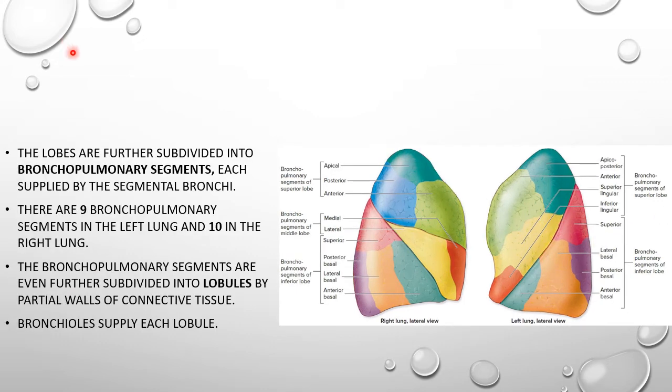So the lobes are further subdivided into bronchopulmonary segments, and each is supplied by the segmental bronchi. So there are 9 bronchopulmonary segments in the left and 10 in the right lung. These bronchopulmonary segments are even further subdivided into smaller segments. You now call them your lobules, separated by connective tissue. Okay, and the bronchioles supply each lobule.